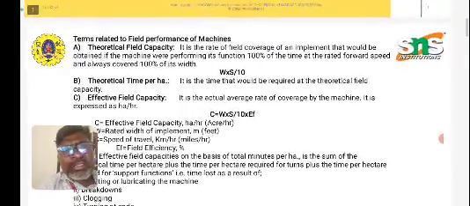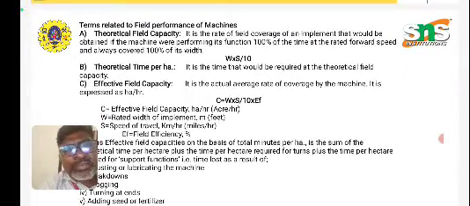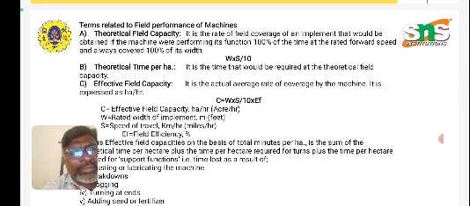Now, to separate terms related to field performance of machine. Theoretical field capacity is to be taken into account. It is the rate of field coverage of an implement that would be obtained if the machine performed its function 100% of the time at the rated forward speed and always covered 100% of its width. The formula to be calculated is W/S by 10. Theoretical time per hectare is the time that would be required at the theoretical field capacity.